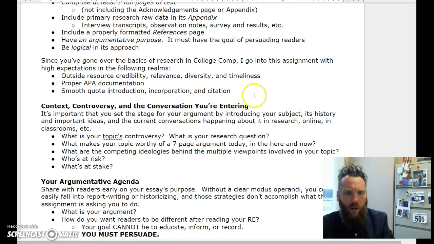Okay, let's see. So hopefully you have not forgotten the things that I've taught you or that you learned in College Comp 1 about outside source credibility, relevance, diversity, and timeliness. Those are the 4 pillars of what makes a quality source. Is it credible? Is it relevant? Are you drawing from a range or diverse number of sources? And is it recent?